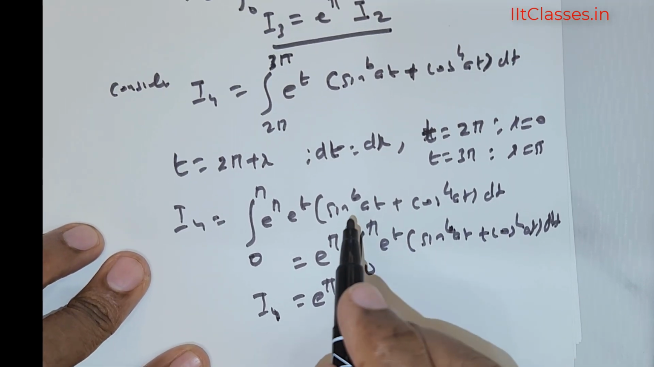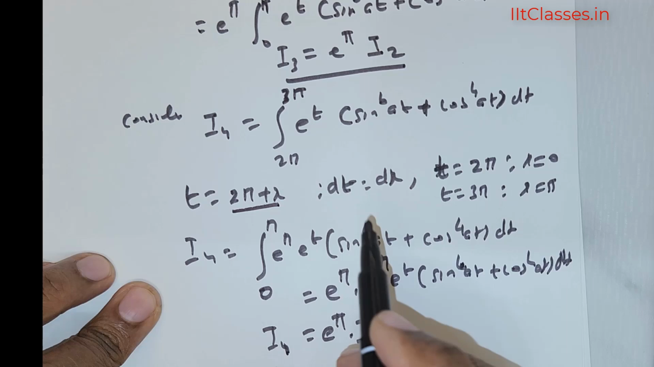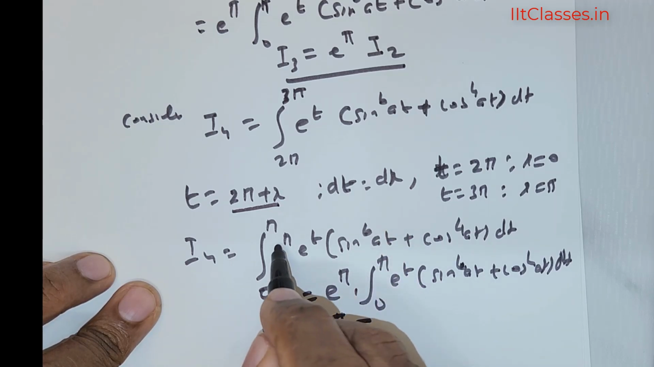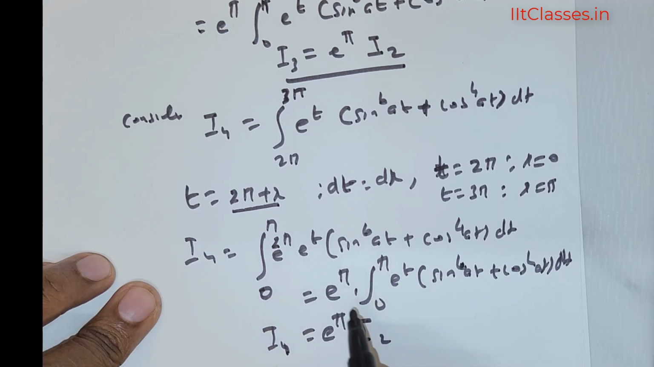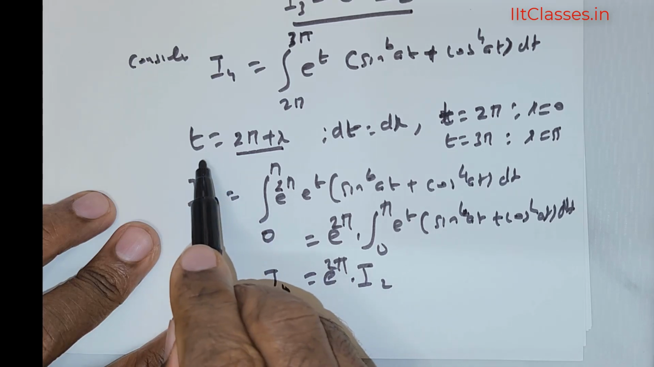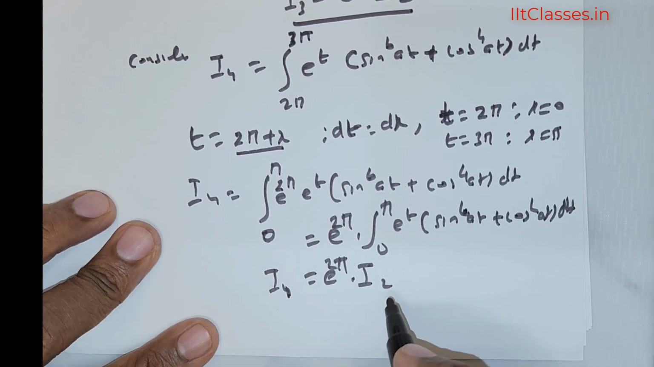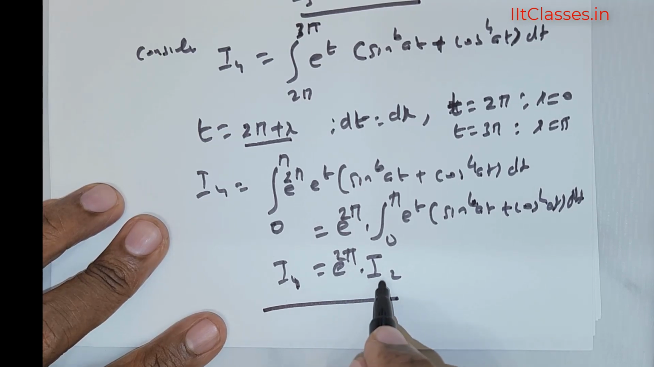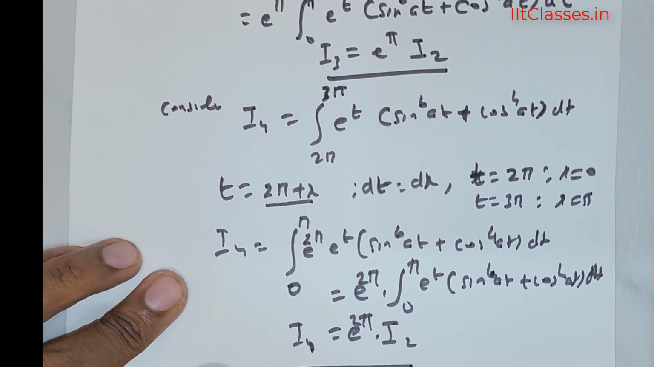and one small change here. Because we are making the substitution as 2π, this is going to be 2π, because the substitution is t is equal to 2π plus x. So I₄ is going to be e raised to the power of 2π times I₂.